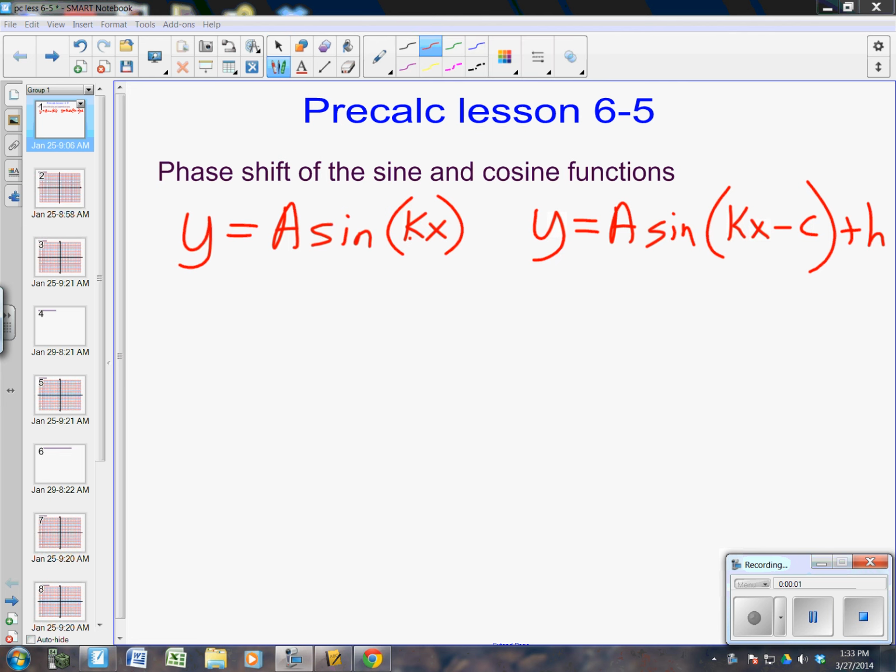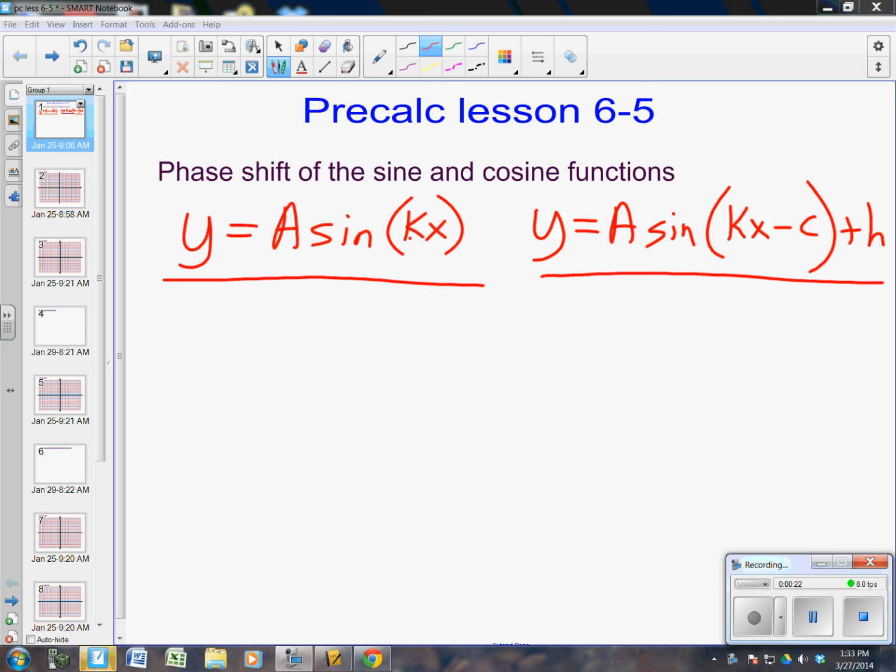So we've been graphing equations where we've changed the amplitude and the period. Now we're going to graph equations where we change the amplitude, the period, the horizontal shift, and the vertical shift. And that's what we're going to be doing today, is putting all these together.